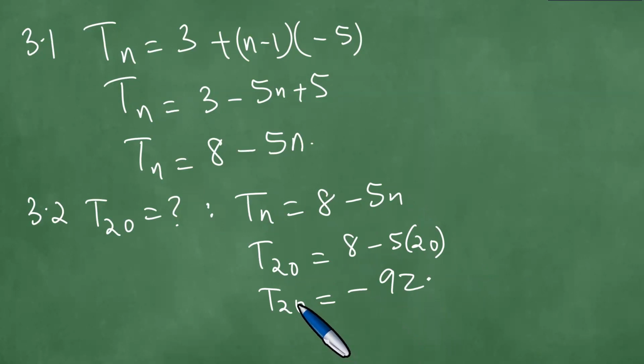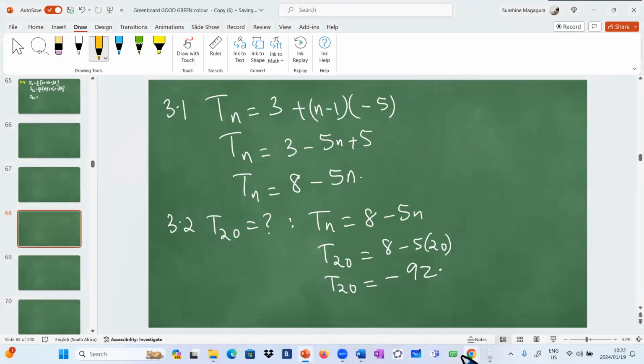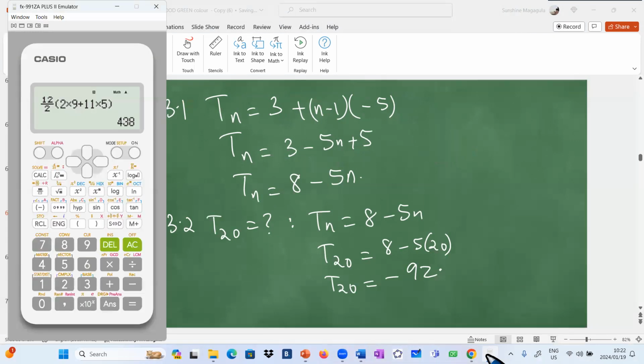Okay, you're checking the answer as well, right? Yeah, it's right. All right, so you can always check the answers by doing the calculations. One can see clearly that 8 minus 5 by 20 is minus 92, and we've written that down, so it's okay.